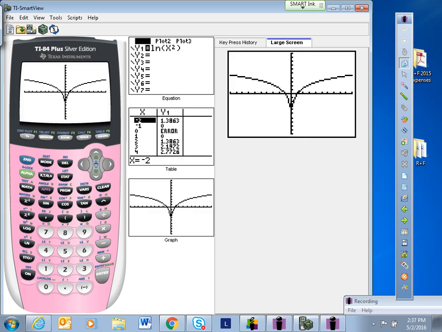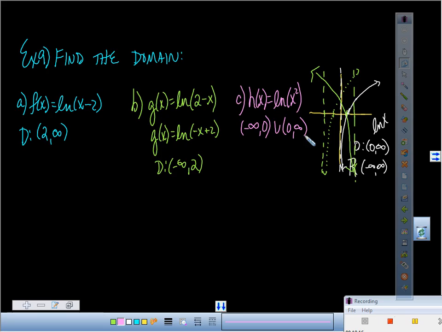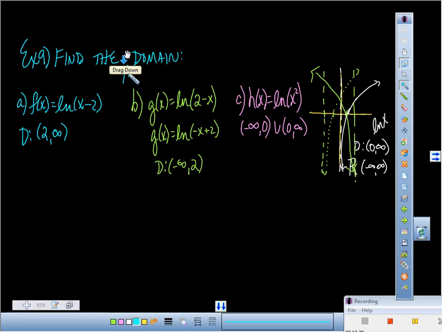So what is my domain for this function? Negative infinity to 0, exclusive. Very good. 0 to positive infinity. All right, good deal. Everybody okay? Okay. So the last thing we're going to do is we're going to work example 10. It's called the human memory model. Human memory.